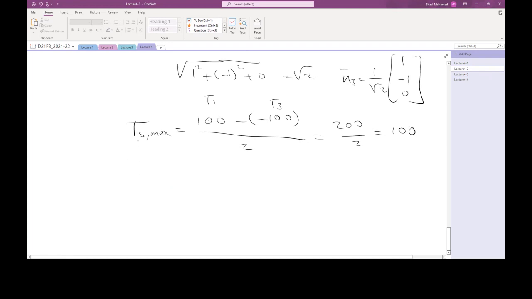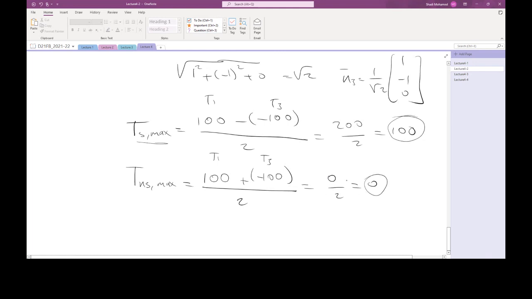And on the same plane, where I have Ts max, I also have Ns max. This is going to be 100 added to minus 100 divided by 2. Again, this is T1 added to T3. And this is 0 divided by 2, or simply 0. So on the same plane, where I have this maximum, I got the shear stress at 100 maximum amplitude. On the same plane, I have nothing left for the normal, and the normal on the same plane is going to be 0. I'm just projecting the entire thing in the shear direction. All right.